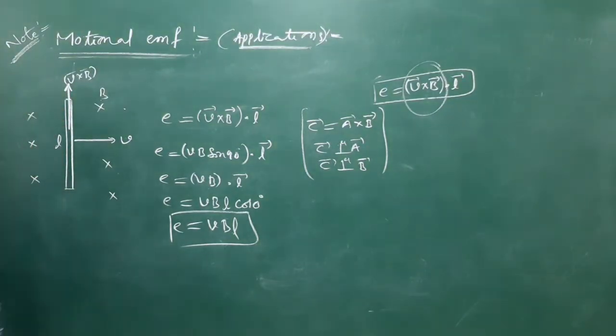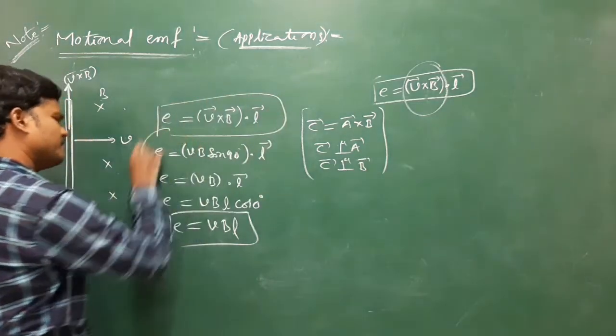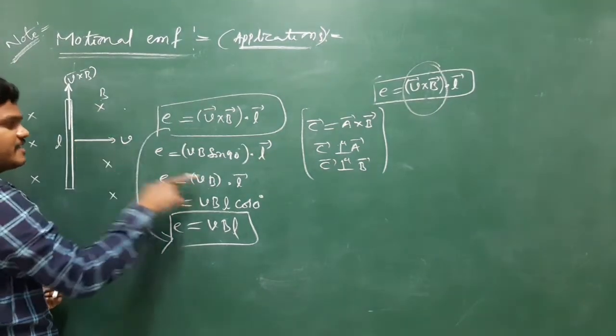Here V cross B I am using. Or if all are perpendicular, direct answer. That is also not a problem. But see the actual formula. I am using this formula, and again I am getting the same. But identify: the angle between V and B is 90.